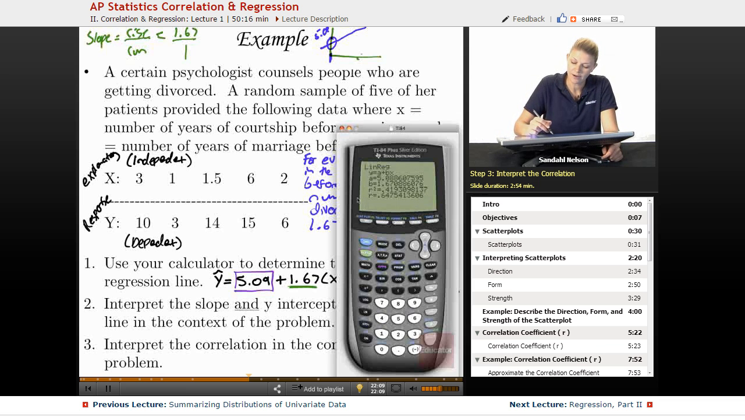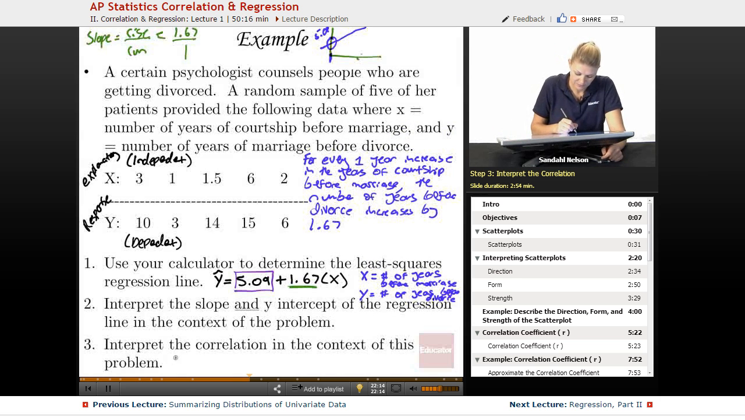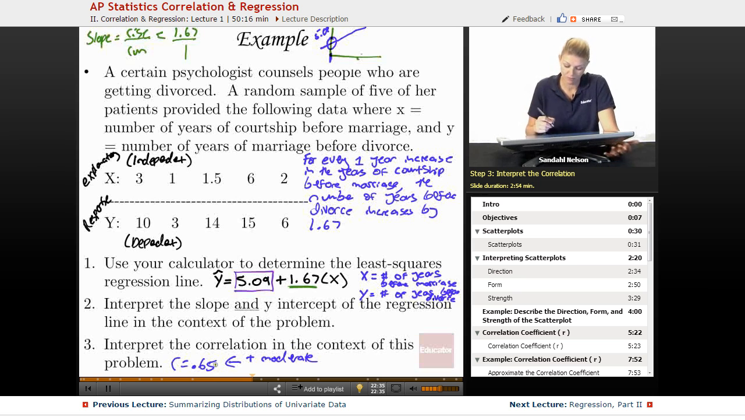So now we see that our R is 0.6, we'll round to 0.65. So R equals 0.65, which means that there's a positive, right, because it's positive, there's a positive moderate relationship. We have a positive, moderate, or that could almost be strong, so moderate to strong relationship between the number of years before marriage and the number of years before divorce.